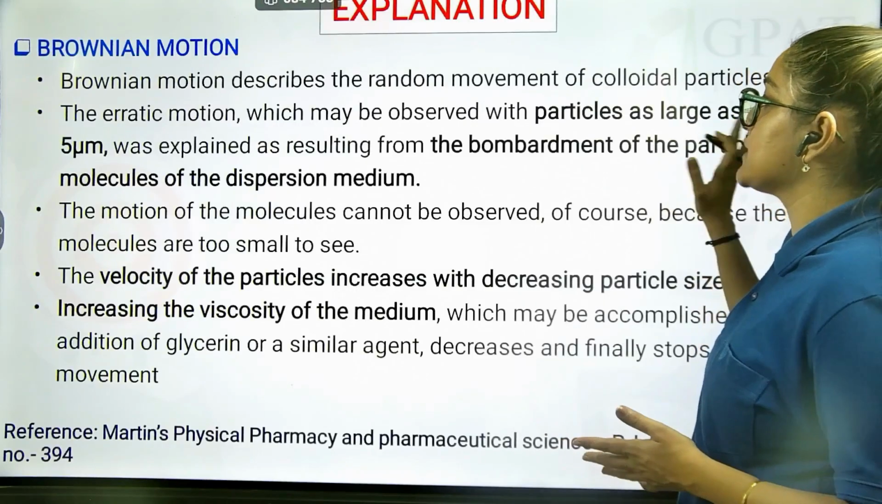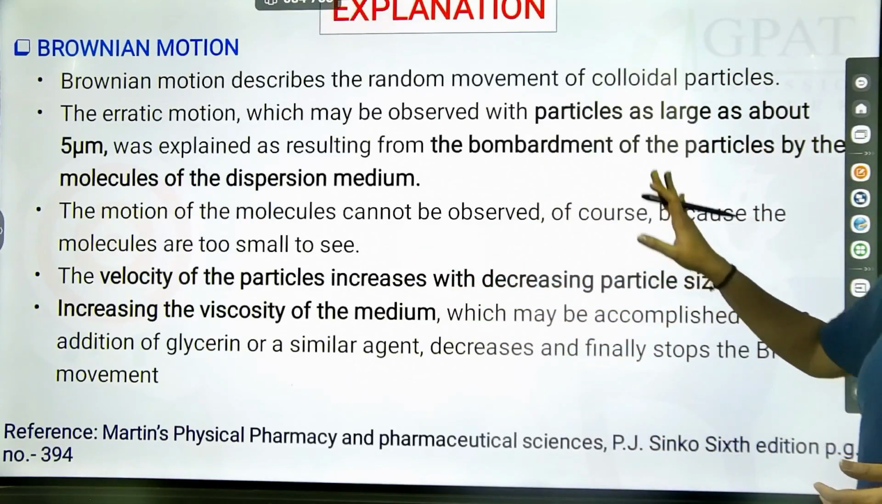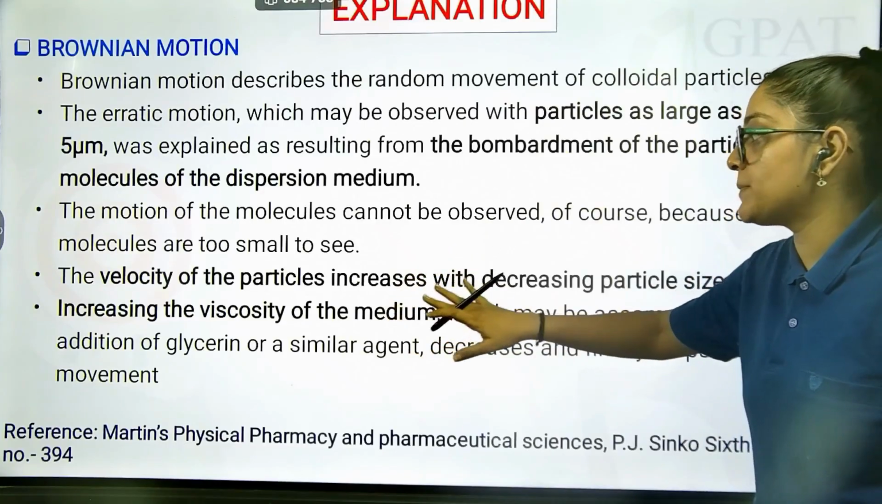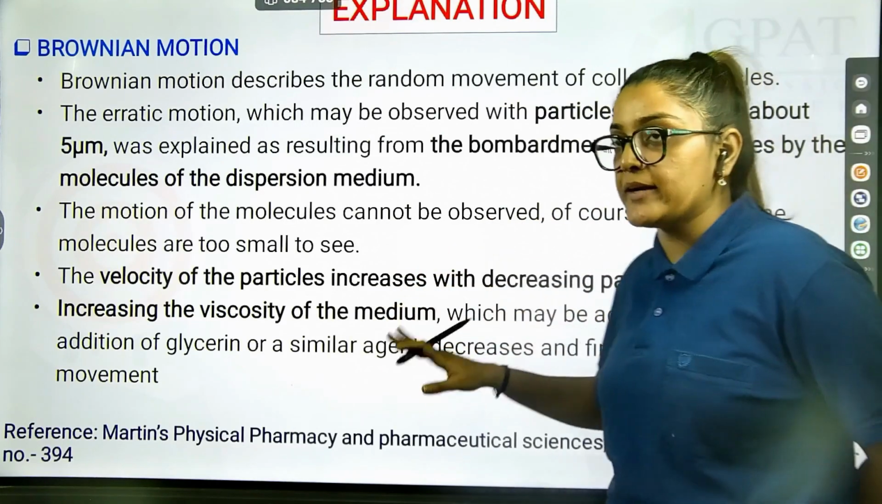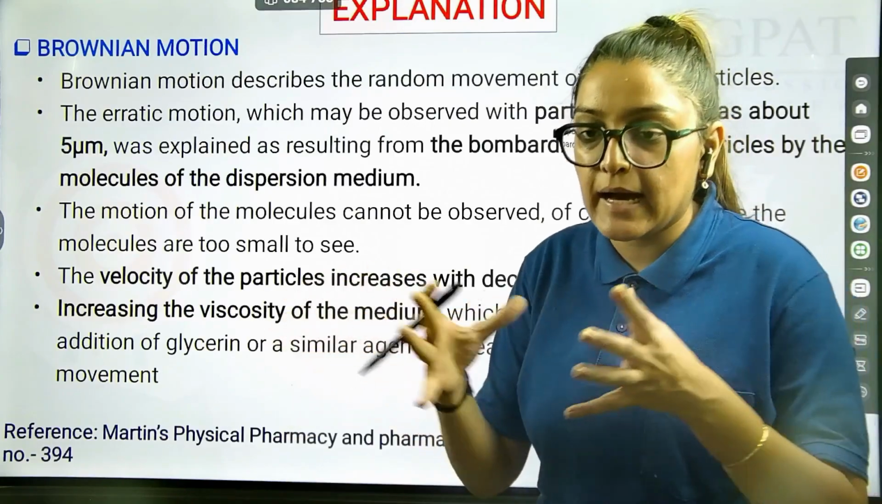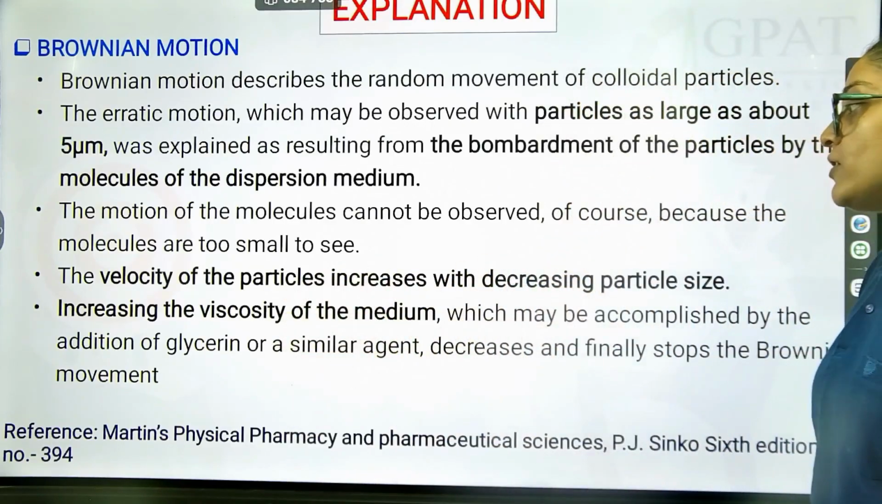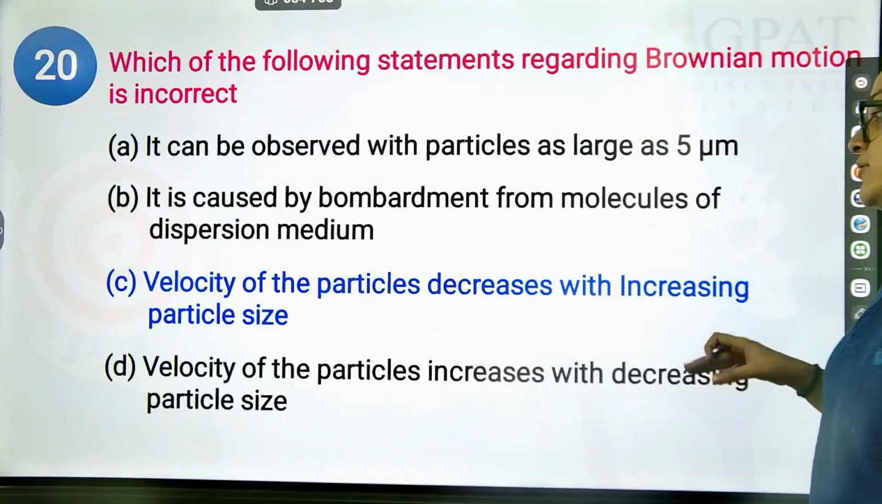Brownian motion, it's a zigzag motion. It is clear. The bombardment is clear. The motion of molecules cannot be observed because molecules are too small to see. Till this point is clear. The velocity of the particle increases with decreasing the particle size. This is quite obvious because once the particles are small in size, they are much easier to move out, right? So here the option that must be incorrect would be velocity of the particle.